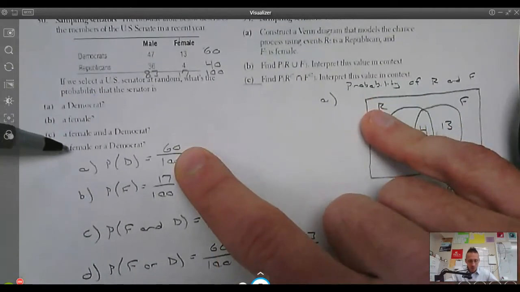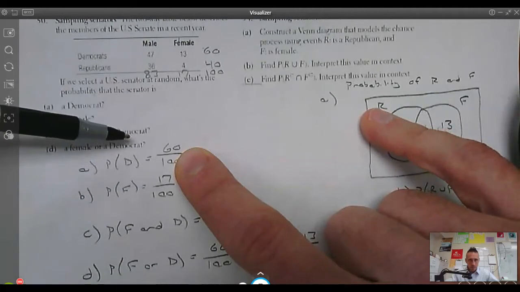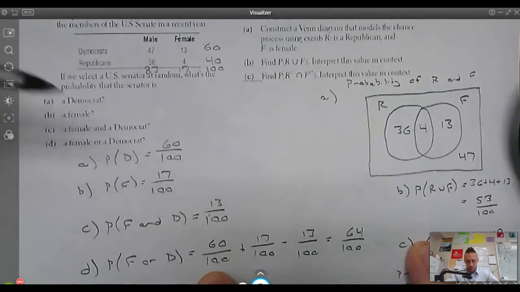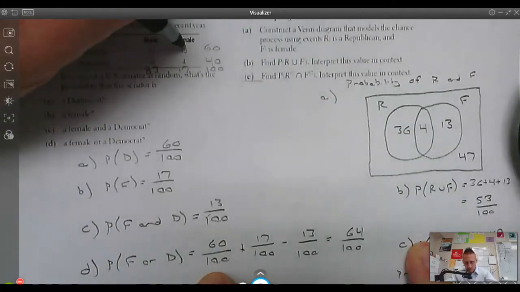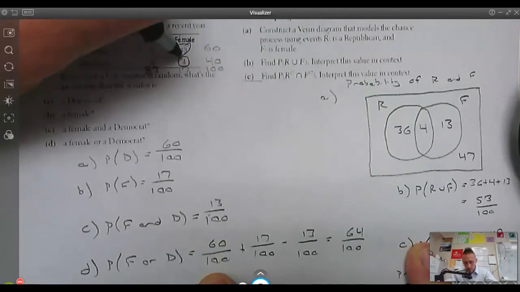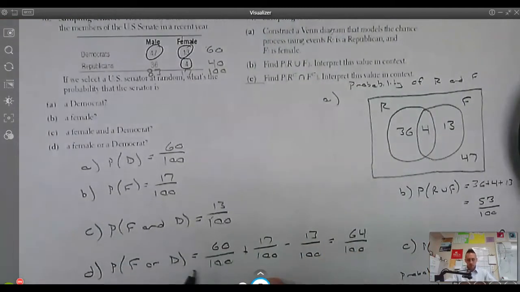And female or Democrat. So you can use the formula. You could do what I just said on the previous page. Female or Democrat means they're just female, they're just Democrat, or they're both. So I'm really adding those three up. If I add up those three, I'll get 64. Or if I use the formula, I'll get 64.